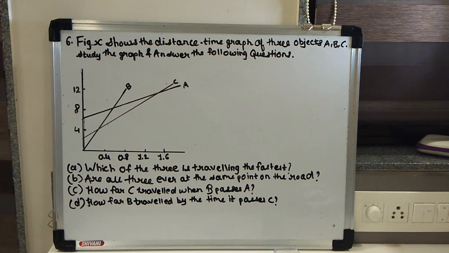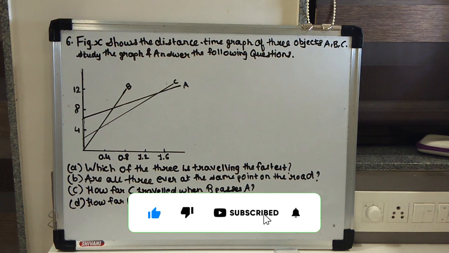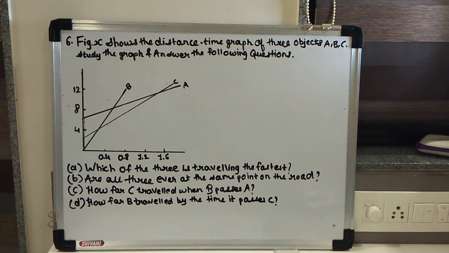So, today we are going to discuss the exercise of chapter 8, Motion, Science, class 9, question number 6. Let's see what our question number 6 is. Figure X shows the distance-time graph of three objects A, B, C. Study the graph and answer the following questions.